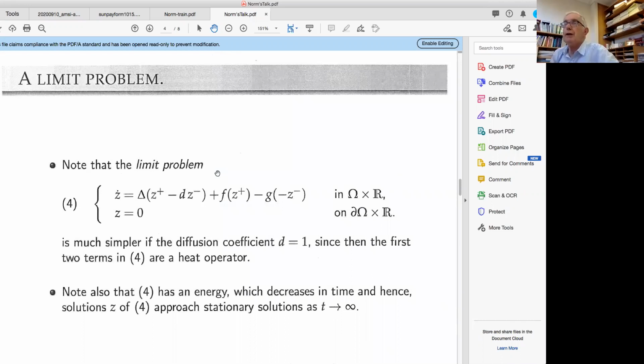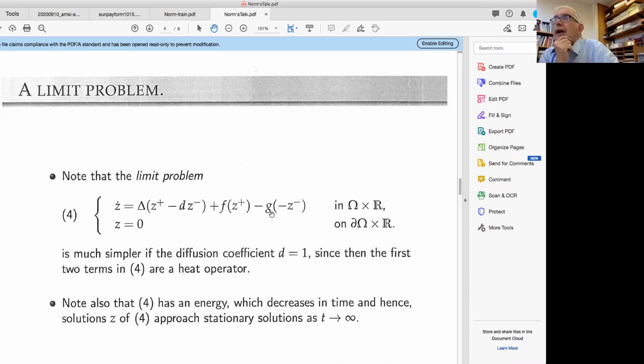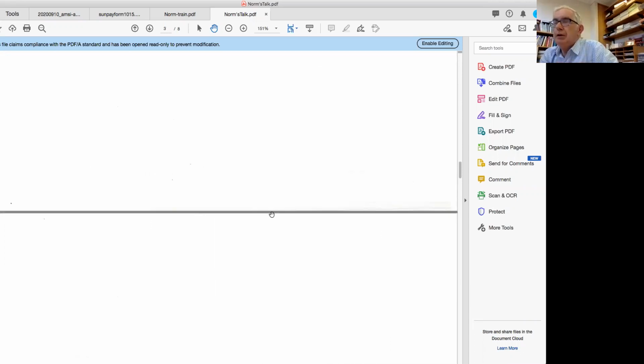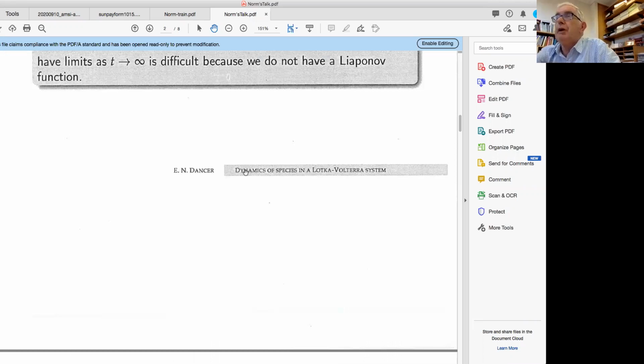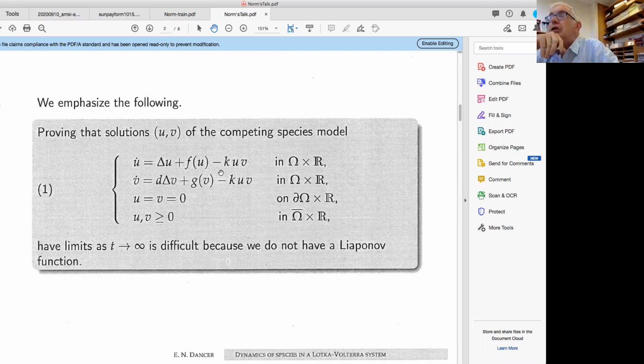Now I just want to explain something that's been missed. I said you can get this limit problem, but I didn't say, which is where a page has gone missing, that if we're looking at large K and the solutions are of moderate size, and you can prove that U and V are uniformly bounded, then if K is large and everything is of moderate size, it's reasonable to guess that U times V is small.